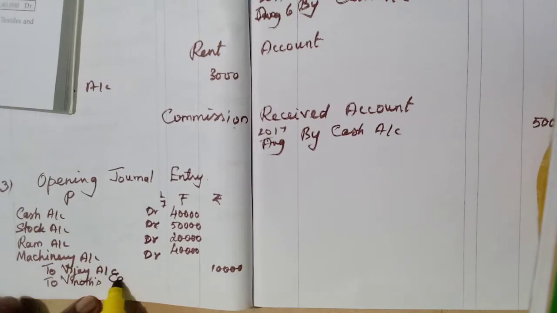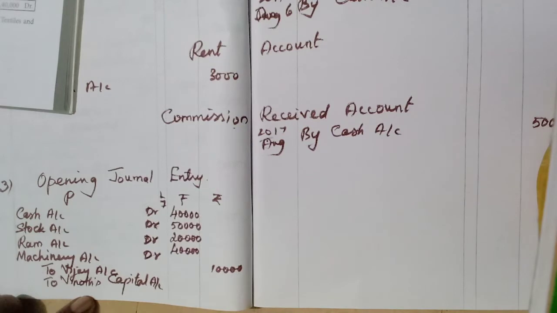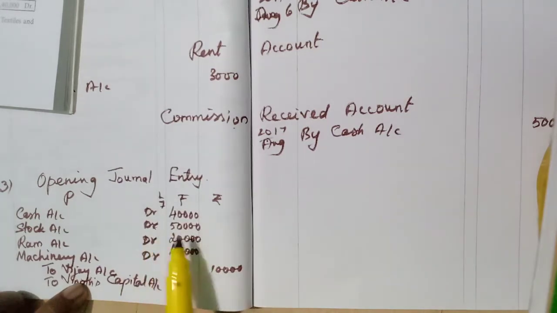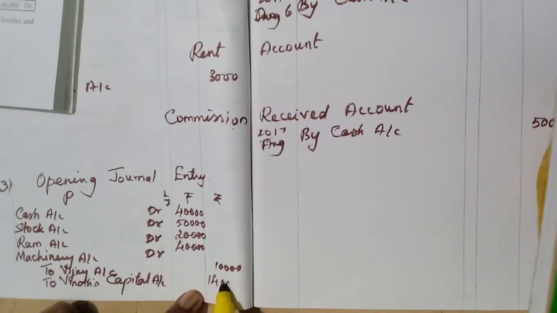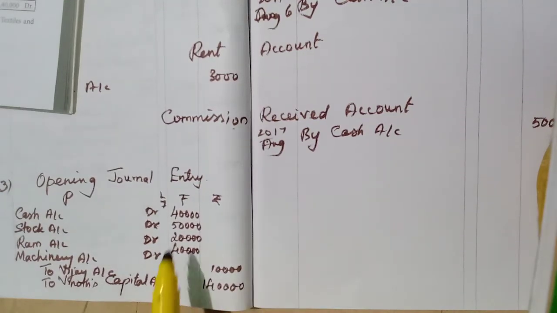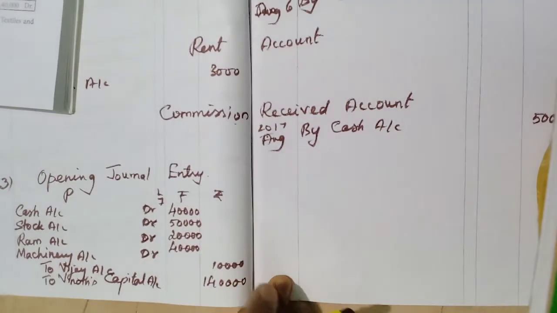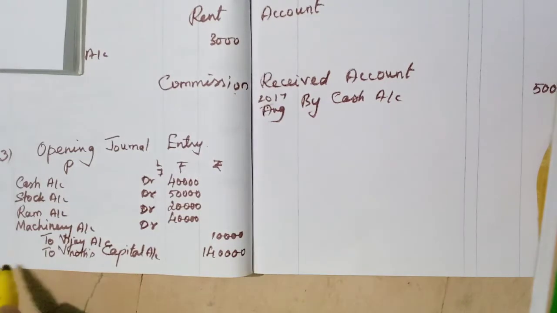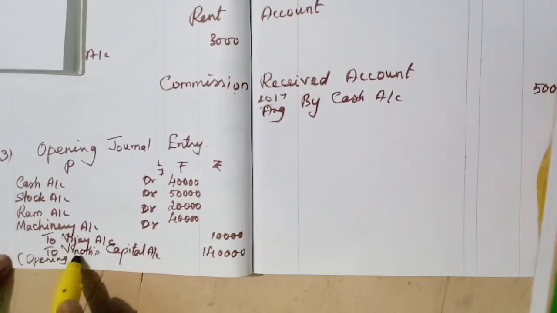Vinod's capital account. Find out. Here 10,000. What is the difference? Here 90,000, 1,10,000, 1,50,000. So the remaining 1,40,000. Now you add here 1,50,000, here 1,50,000. Now you have to write the narration. Opening journal entry made, or opening entry made.